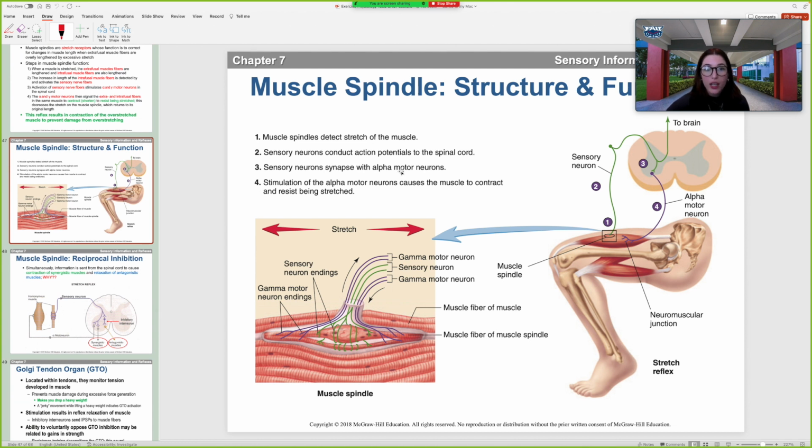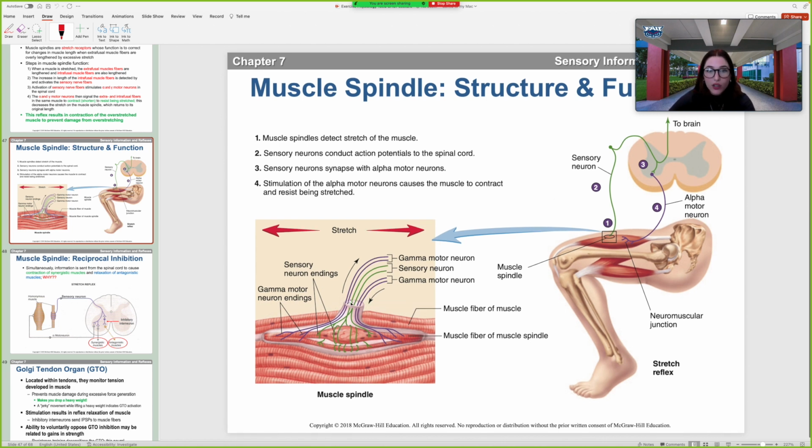But anyways, step 1, the muscle spindle detects stretch of the muscle, right? So the muscle is stretching too far. We've got to do something about that. The sensory neurons detect that stretch and conduct action potentials to the spinal cord. Why is it an action potential? Because action potentials are just the way that they communicate. The way that it's sending the sensory information is through action potentials. So the sensory neuron sends that sensory information to the spinal cord.